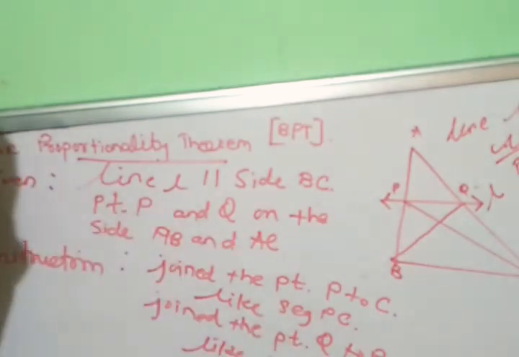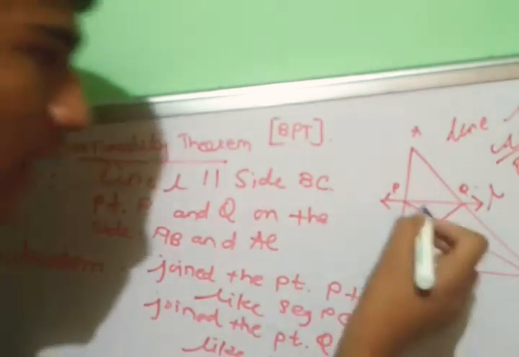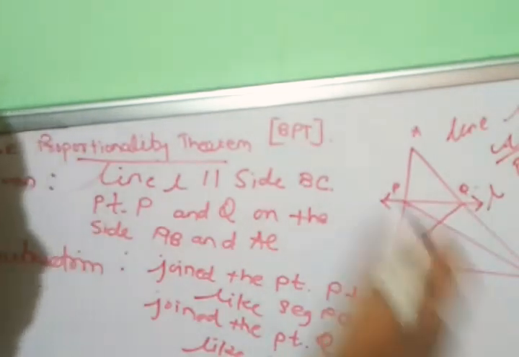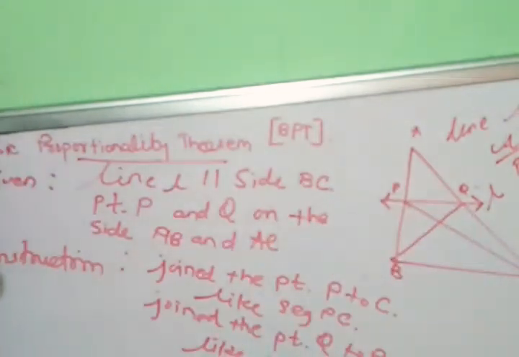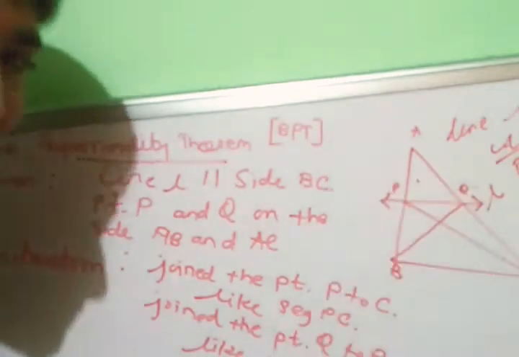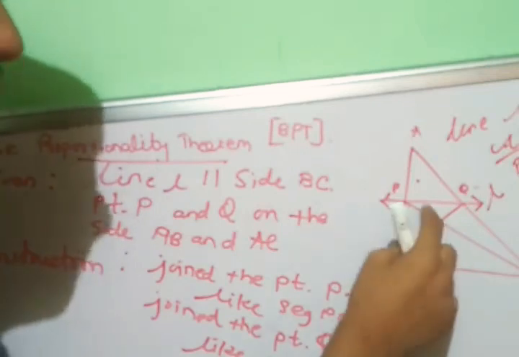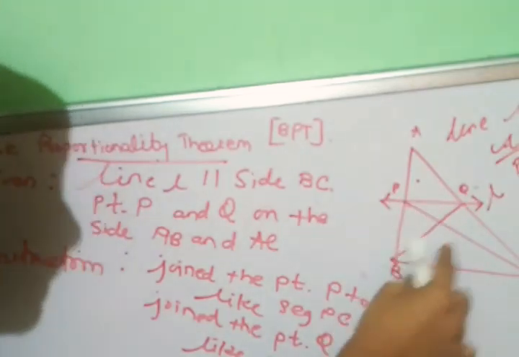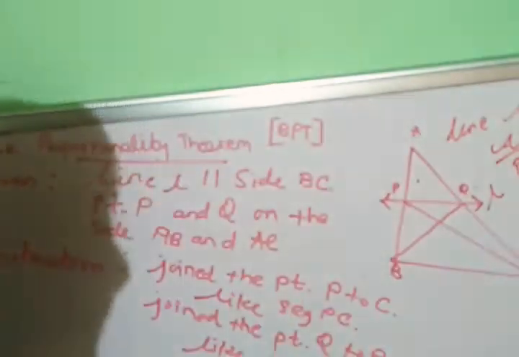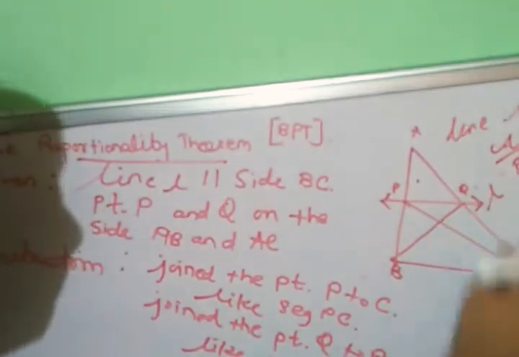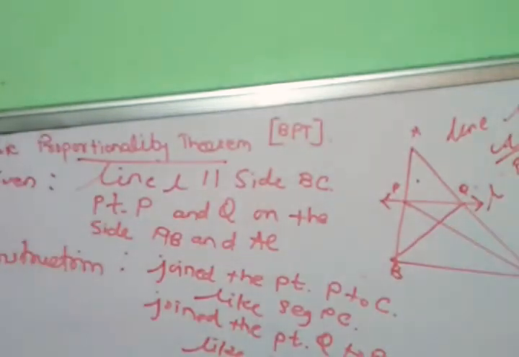So friends, before we prove this theorem, after construction this figure is complete. How many triangles are made? This is the first, second, third, fourth, fifth, and this whole one is the sixth. So six triangles are made by the construction in the figure.